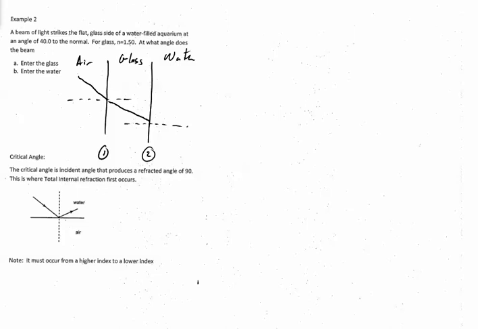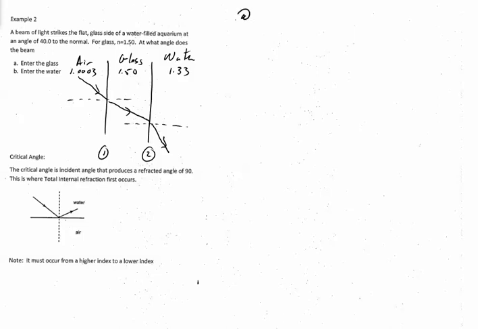Well, let's look at our table and figure out the index of each one. Air, we've already talked about, is 1.0003. Glass, they've told me, is 1.50. And water is 1.33. So when it goes from glass into water, it's actually going to bend away from the normal. So we'll draw little arrows to indicate the direction of travel. And we're going to do our calculations twice. We're going to look at boundary number 1 first, my air to glass interface, and then after that we'll look at my glass to water interface.